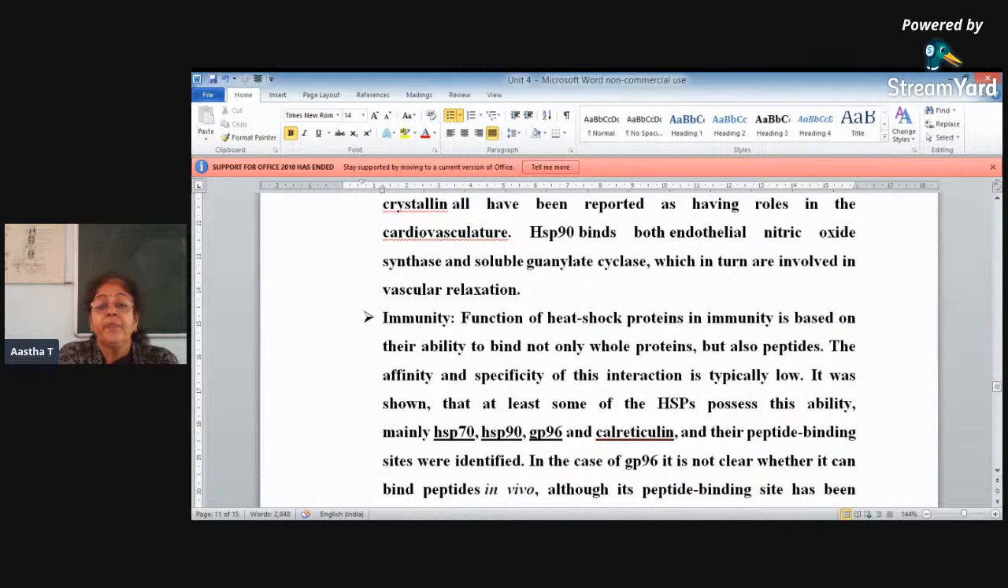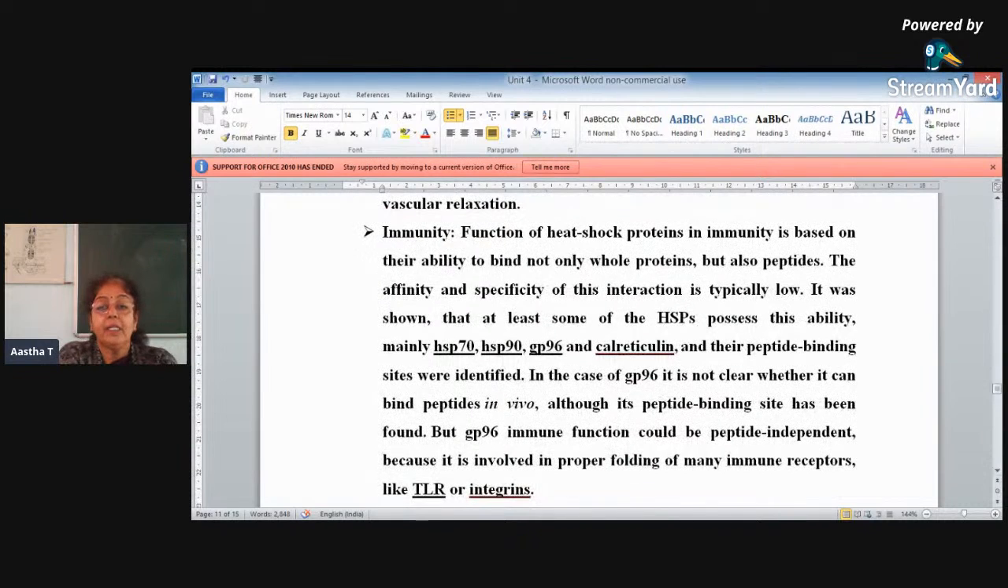तर ह्यांच्यामध्ये या हीट शॉक प्रोटीन्समध्ये ती पेप्टाइड बाइंडिंग साइट्स दिसून आलेले आहेत जे इम्युनिटीमध्ये युजफुल असतात. For example, in case of GP96, it is not clear whether it can bind to peptides in vivo, in living conditions. पण in vitro मात्र GP96 पेप्टाइड्सला बाइंड होऊ शकतो. And peptide binding sites have been reported in GP96. But GP96 immune function could be peptide independent. असंही शक्य आहे. हे गरजेचं नाही की ते पेप्टाइड्सला बाइंड होतात.